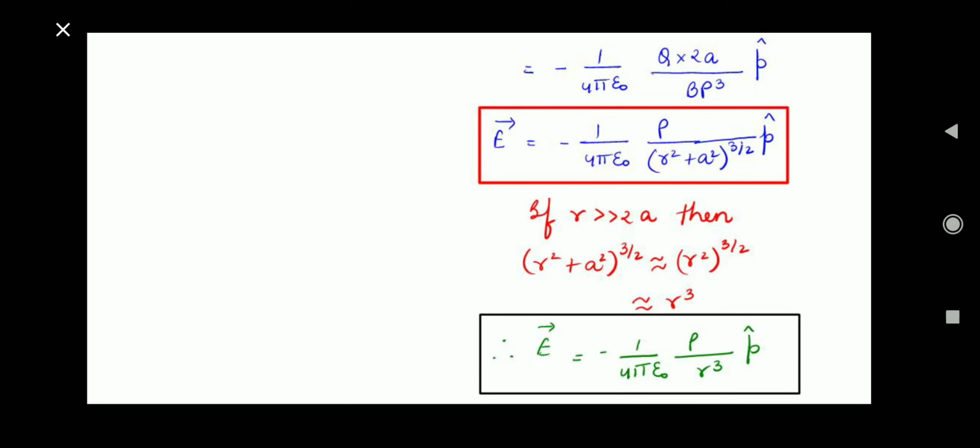In this video we studied this derivation only. Next time we will study dipole moment in an external electric field.